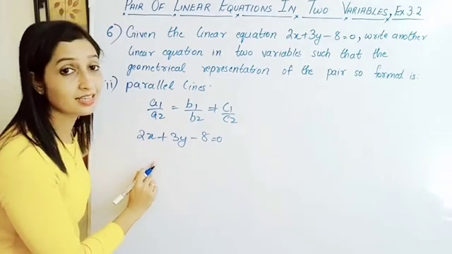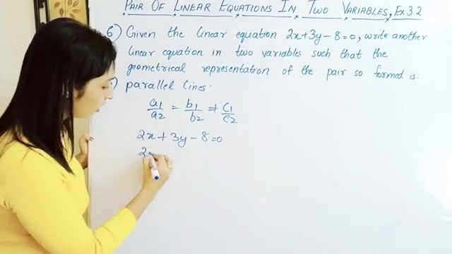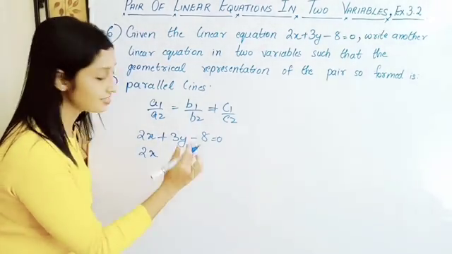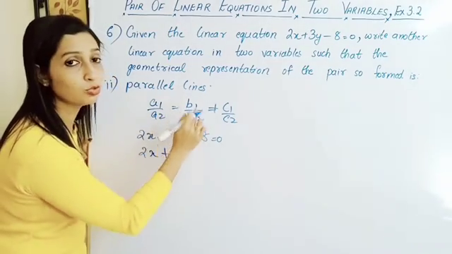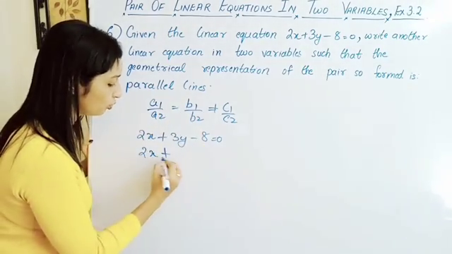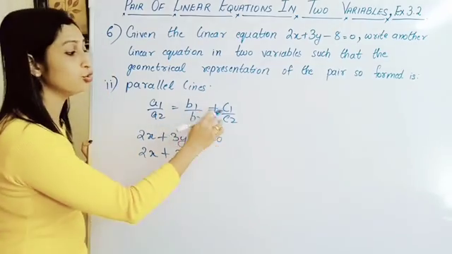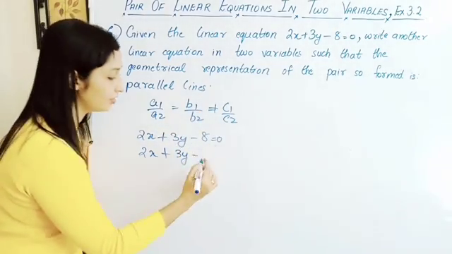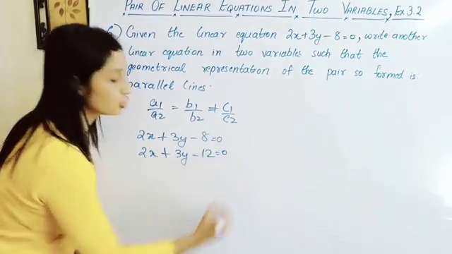So what can I take as the other equation? I can keep the coefficients of x and y the same, because a1 by a2 is equal to b1 by b2. So 2x plus 3y, but I should change the constant here. So maybe I can take it as minus 12 equals 0.